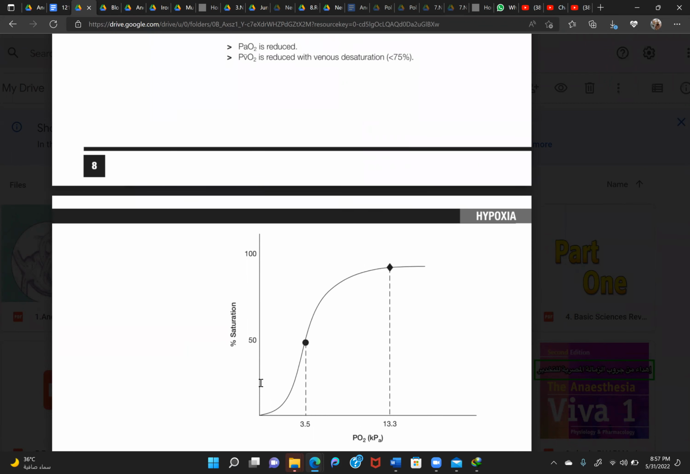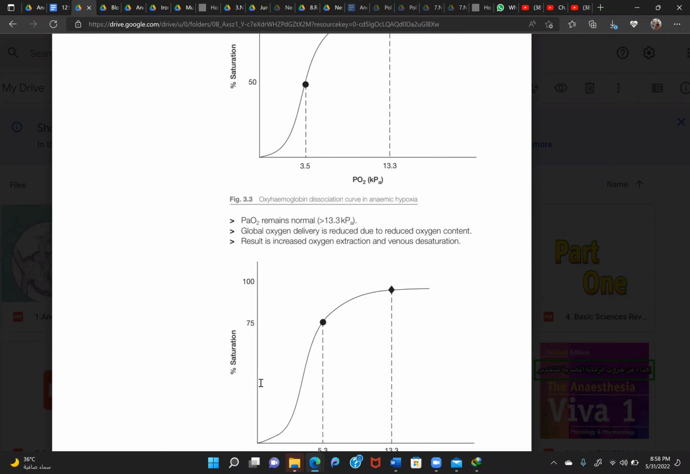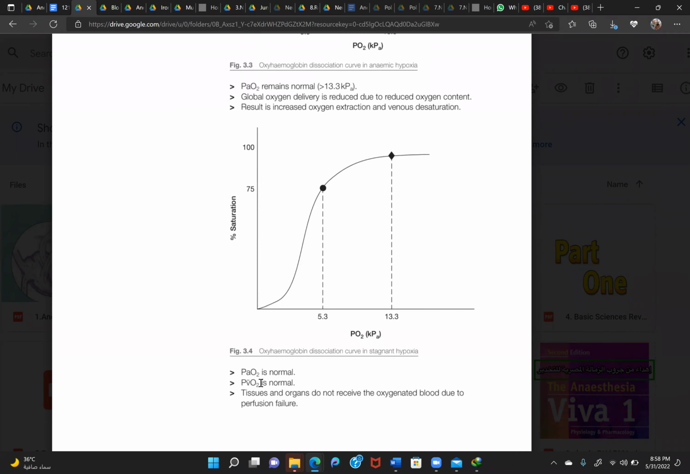What is this? This is normal, sorry, PO2 is normal, but venous is low because there is less hemoglobin. This is what is occurring in anemic hypoxia. Global oxygen delivery is reduced due to reduced oxygen content, resulting in increased oxygen extraction and venous desaturation. Whatever hemoglobin is there is saturated and extracting more, so the venous PO2 is low. And in stagnant hypoxia, both values are normal, but tissues and organs do not receive the oxygenated blood due to perfusion failure.